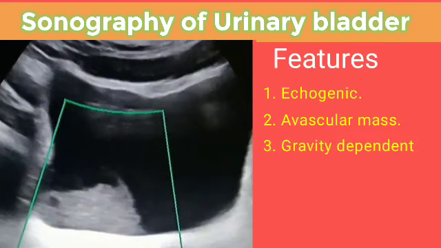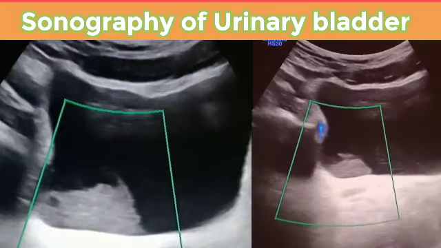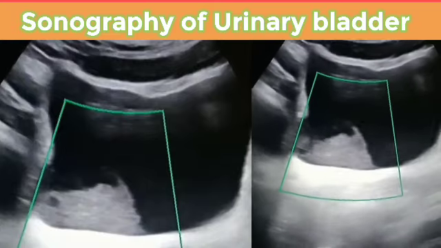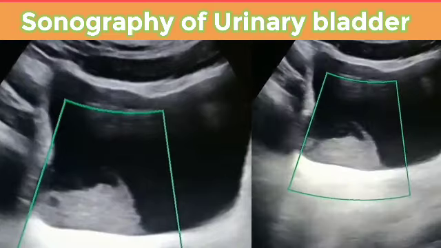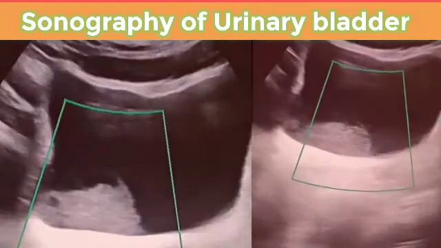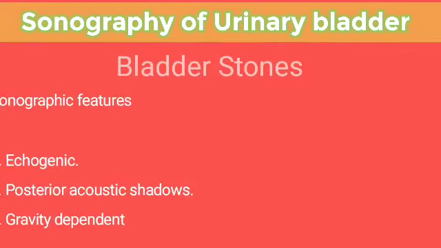Here is another case of urinary bladder hematoma. You can see that the mass is echogenic, no flow was seen, and it is gravity dependent. In order for an intraluminal bladder mass to be a hematoma, make sure that it is gravity dependent and it is also avascular. Vascular masses are suspicious.